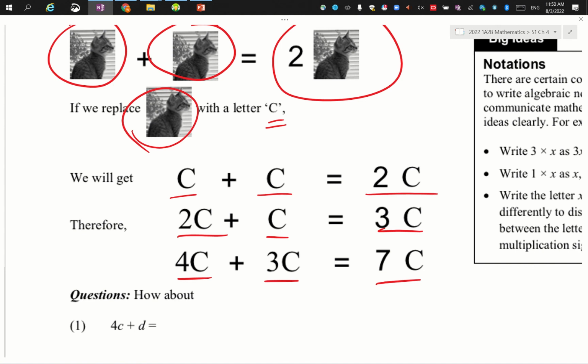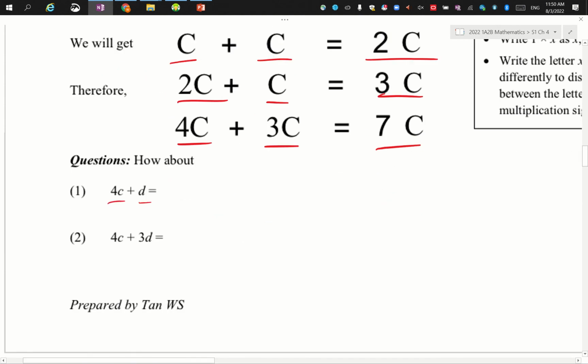Nothing complicated. Now, how about 4C plus 1D? Can I add them together? Can I add 4 cats and 1 dog, and I say that, oh, I have a total of 5 cats? Can or not? Cannot. Can I say I have 4 cats and 1 dog, oh, total I have 5 dogs? So cannot. What do I have? 4 cats and 1 dog. I cannot combine them. So this is simply 4C plus D. That's it. I cannot do anything to that. Next one will be 4C plus 3D. When we add them up, we still get 4C plus 3D. You cannot do anything to them.